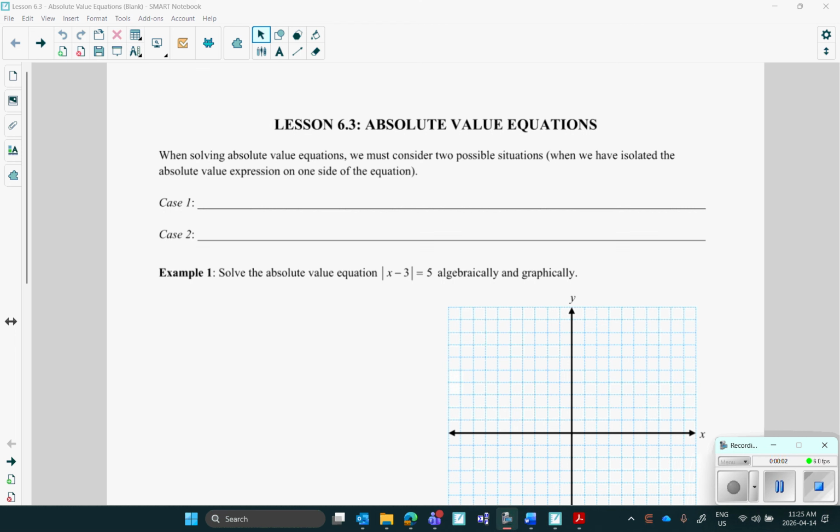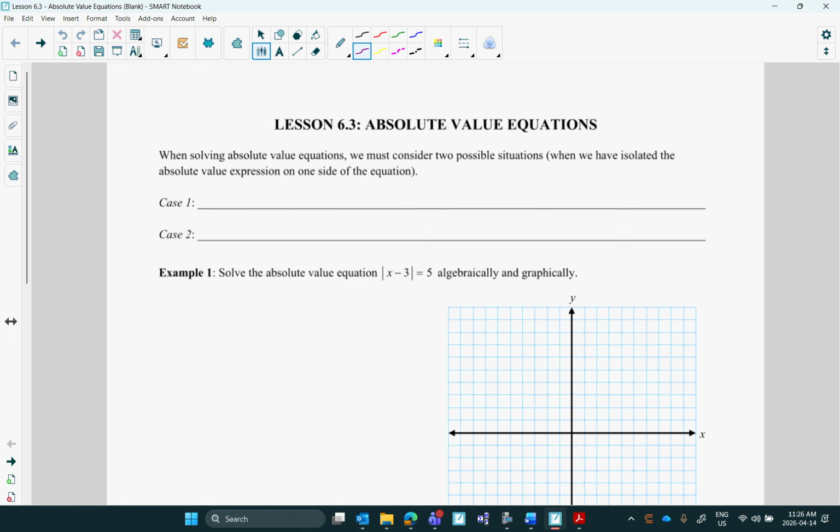So we talked about what absolute value is. Talked about how to graph absolute value functions, and now we'll talk about how to solve absolute value equations. You don't have to write this down, but I gave this to you a while ago when we did lesson 6.1. There's an absolute value equation because it's an equation that has an absolute value in it and a variable.